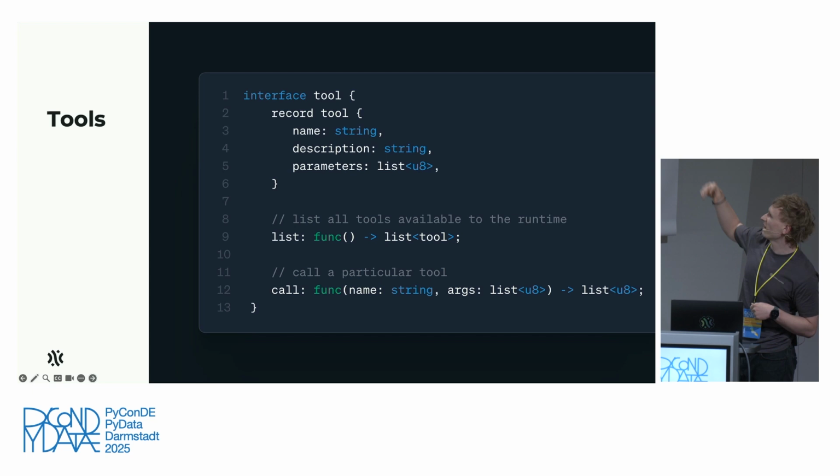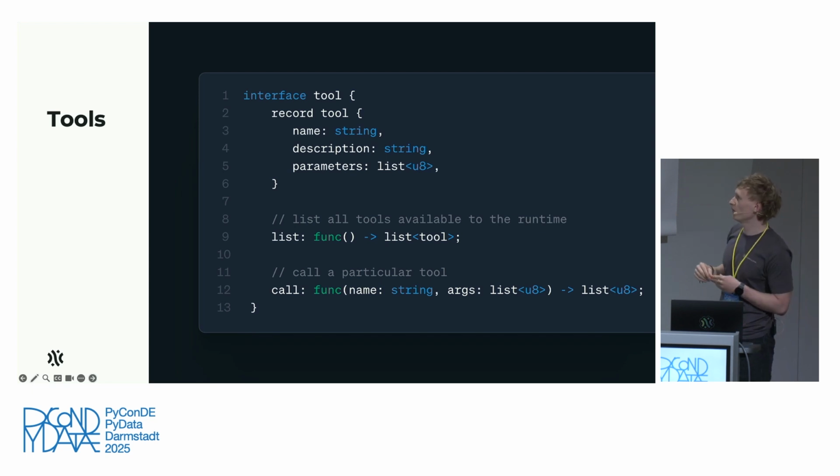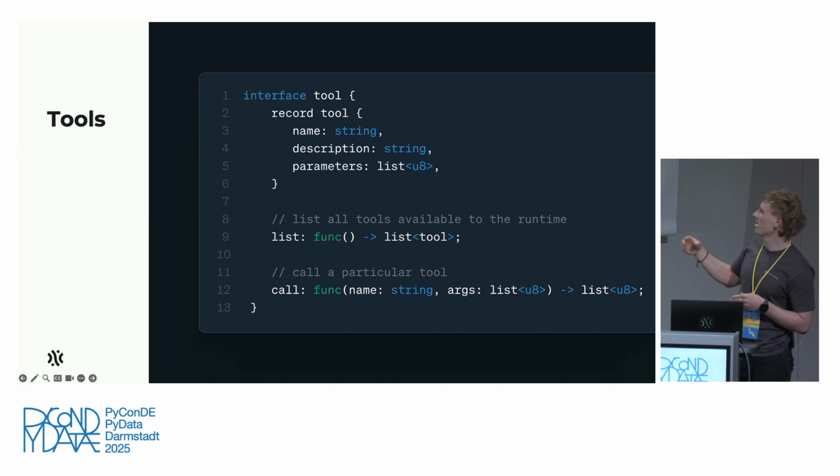Then the runtime, like a guest component, could ask the runtime, hey, what tools are available? What can you give me? And if the skill wants to do a tool call, originally the model, it could then offer a function to actually do this tool call.